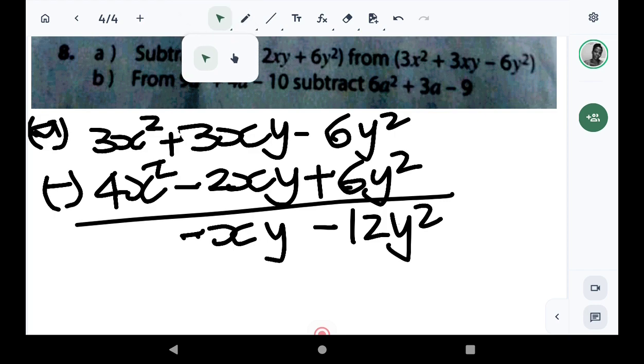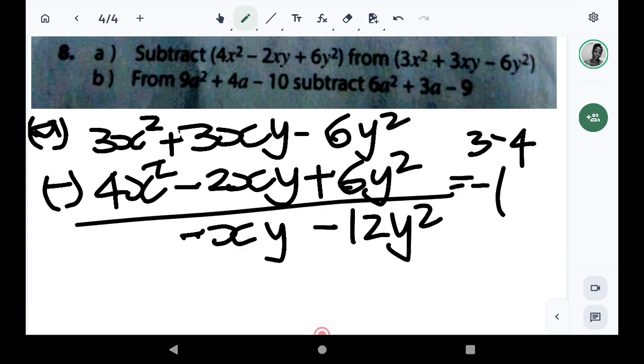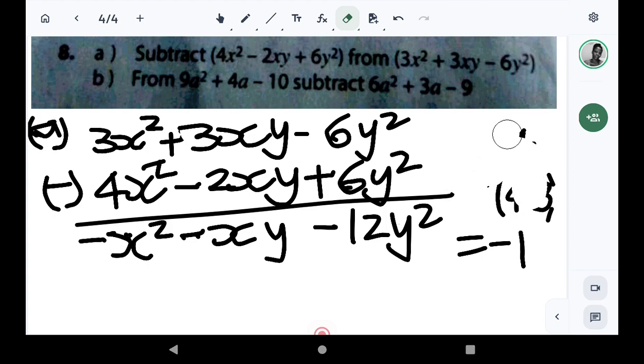3x squared minus 4x squared, that is like 3 minus 4. It's an integer type of subtraction, so that will be the same as negative, outside, 4 minus 3, which is 1, so you are left with minus x squared, and that is your answer there.